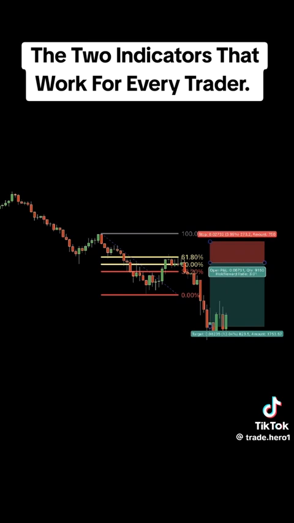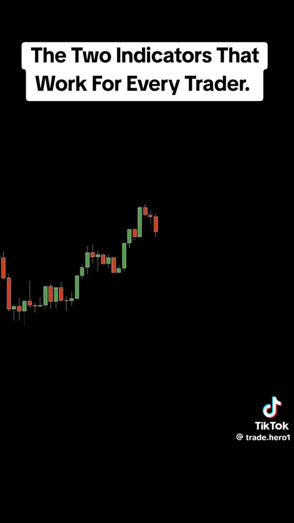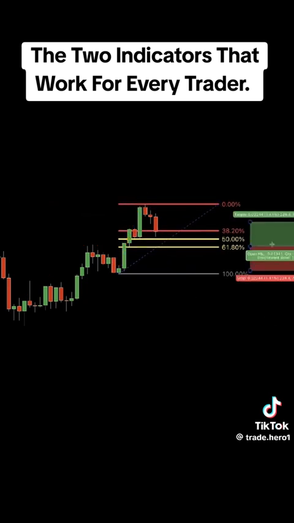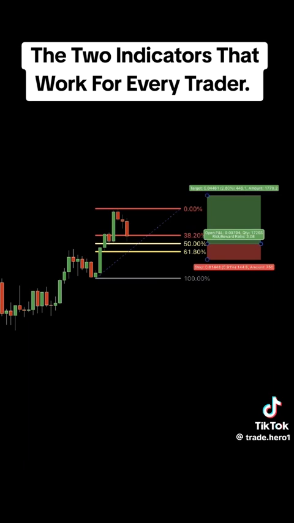Now, while entering trades within the 50% to 61.8% Fibonacci zone can be effective, I don't recommend using this strategy in isolation, and here's why. Let's walk through this example. The market is in an uptrend with a strong bullish impulse followed by a pullback. We apply the Fibonacci retracement from the low of the move to its high and set our entry inside the golden zone, between the 50% and 61.8% levels.